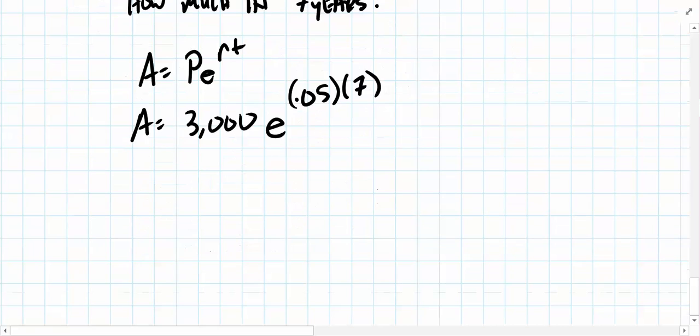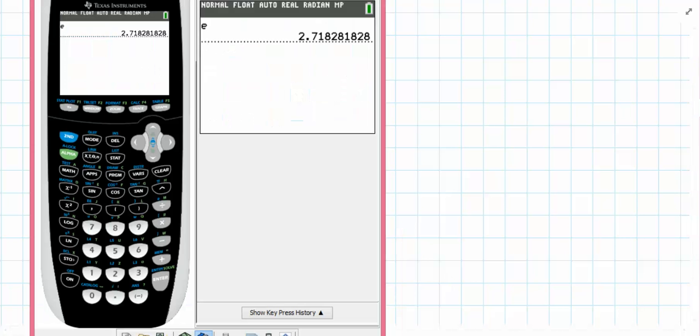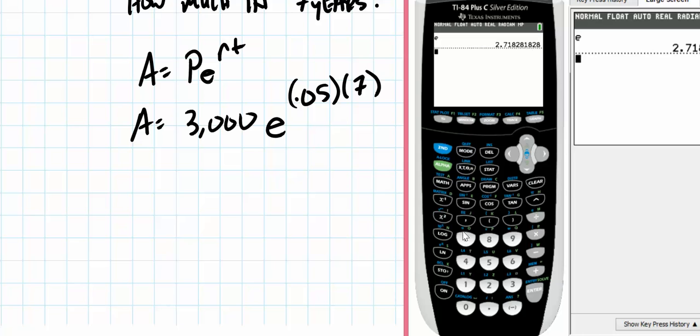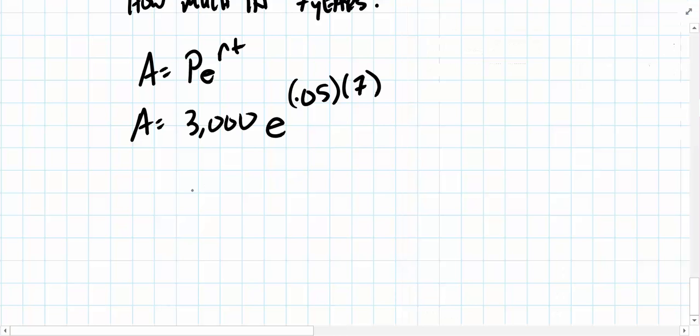So when I plug in, I'm going to go 3,000, parentheses, I'm going to go second. Check this out, this is the trick. Second ln gives you e, which is down here by the 4. Second ln gives you e and then the exponent. I know I have 0.05 times 7. And then if I close the parentheses, I should get, after 7 years, $4,257.20. So approximately 4,257 and 20 cents.